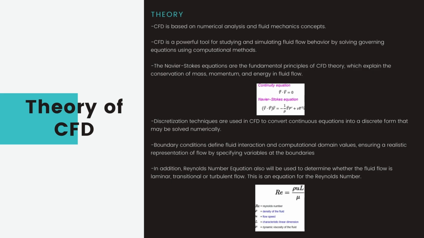Discretization techniques are used in CFD to convert continuous equations into a discrete form that may be solved numerically. Boundary conditions define fluid interaction and computational domain values, ensuring a realistic representation of flow by specifying variables at the boundary. In addition, the Reynolds number equation will also be used to determine whether the fluid flow is laminar, transitional, or turbulent flow. This is the equation for the Reynolds number.